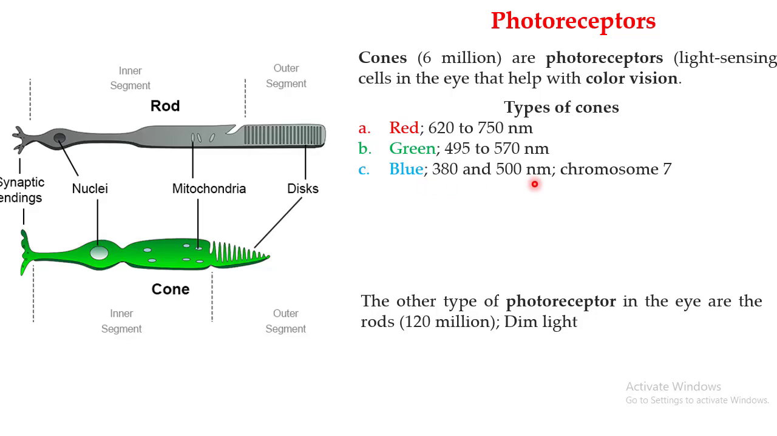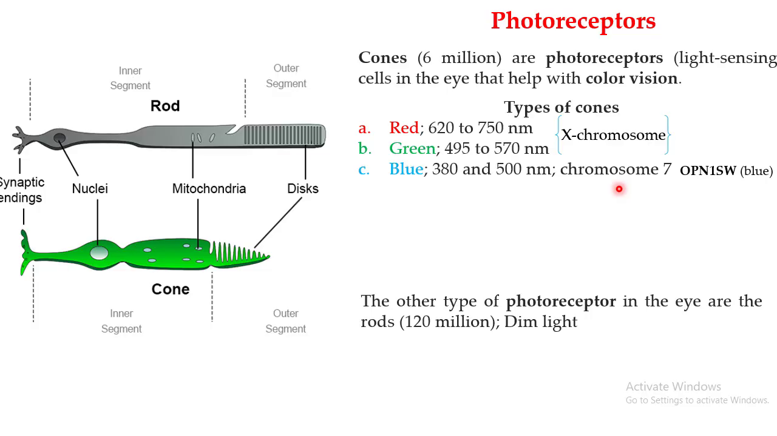The gene present in the cones responsible for detecting blue light is present on chromosome number 7. The genes for the green cones and the red cones are present on the X chromosome. What that means is that you detect red and green light due to genes on the X chromosome, and you detect blue light due to the gene on chromosome number 7.